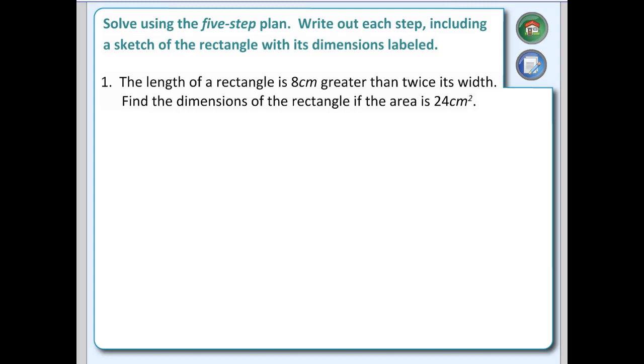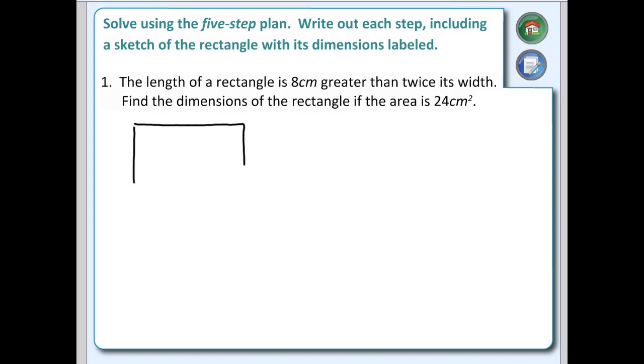Now, let's go ahead and look at our second equation here. When I look at my second equation, it says solve using the 5-step plan. Write out each step, including a sketch of the rectangle and its dimensions labeled. So this is where step number 2 comes in. Drawing me a sketch kind of helps.